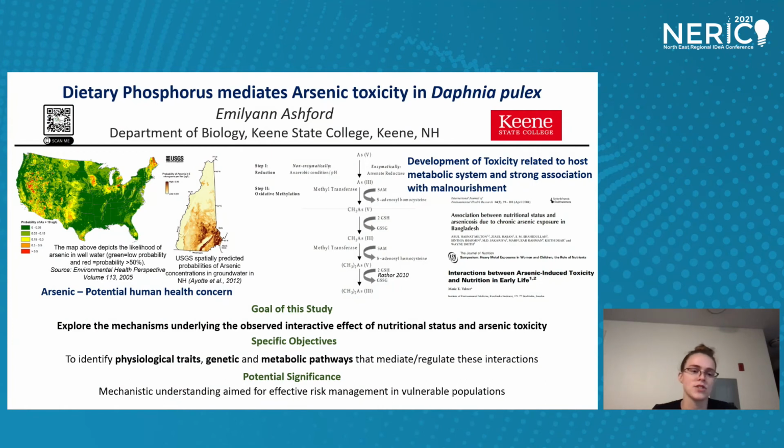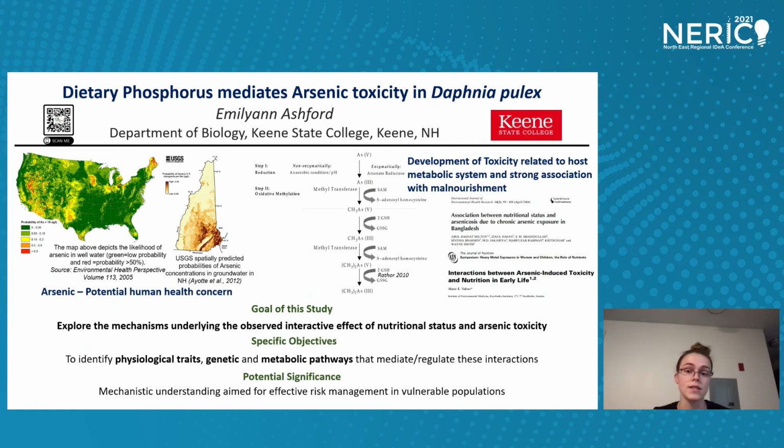Hello, my name is Emily Ann Ashford, as you know, and I'll be talking about dietary phosphorus mediating arsenic toxicity in Daphnia pulex. So to start out, arsenic is a potential human health concern prevalent across the United States, New Hampshire, and the world, in some cases greater than the EPA threshold of 10 micrograms per liter. We know that arsenic is biotransformed in humans from the trivalent to the more toxic pentavalent via methylation steps. And it's also been seen that associations between arsenic toxicity and malnourishment have been observed in humans.